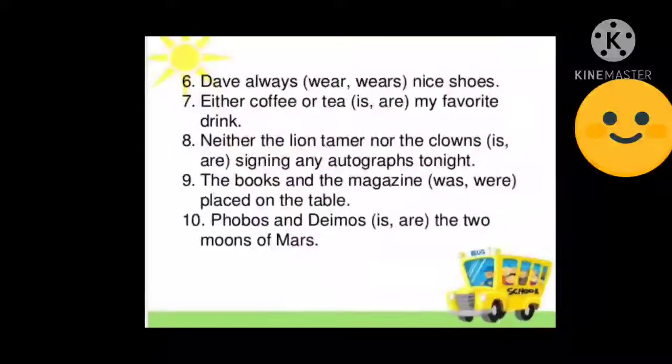Where? Were placed on the table. Phobos and Deimos, two nouns, the two moons of Mars. Moons means what? Satellites. So, since two subjects are connected by and, the verb also must be plural.